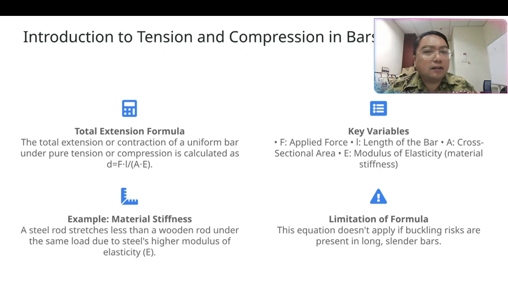Key variables are applied force, length of the bar, cross-section area, and modulus of elasticity, which is the material stiffness. A steel rod stretches less than a wooden rod under the same load due to steel's higher modulus of elasticity. Limitation of the formula: the equation doesn't apply if buckling risks are present in a long slender bar.